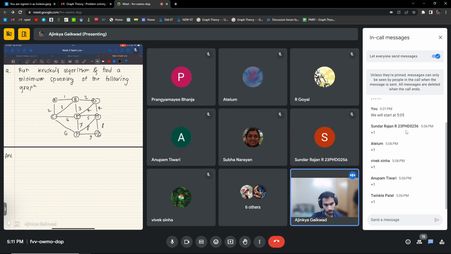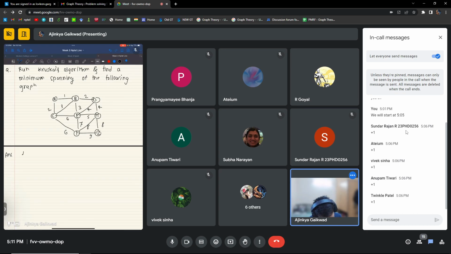The first step in Kruskal's algorithm is to sort the edges according to their weight in non-decreasing order. What is the edge with the smallest weight here? Can you tell me? Yes, that is one. I hope this algorithm will work fine even for negative weights also. There is no issue, because eventually a cycle is not going to form, so that won't be an issue.